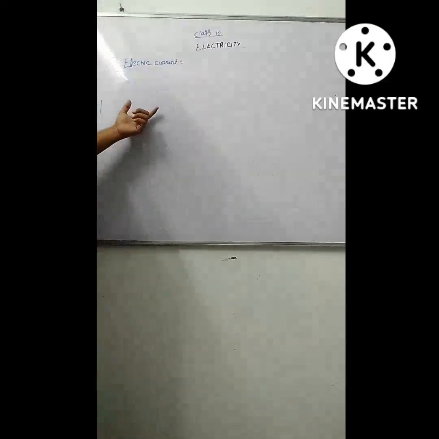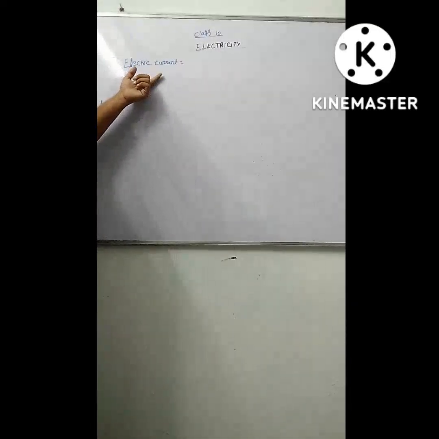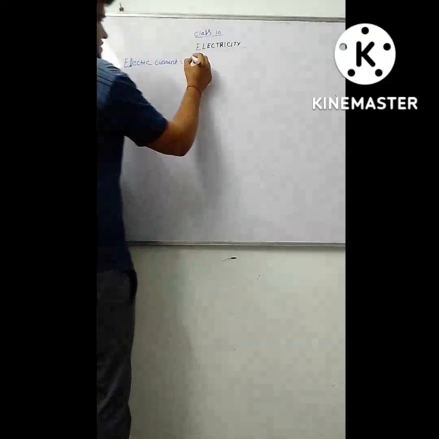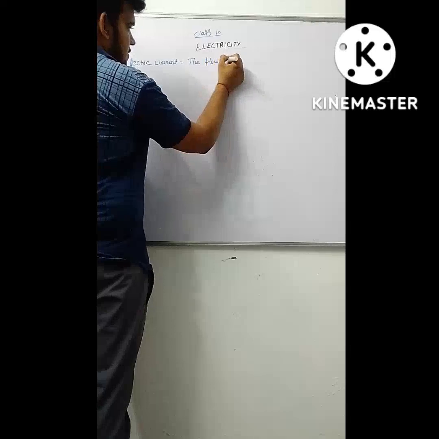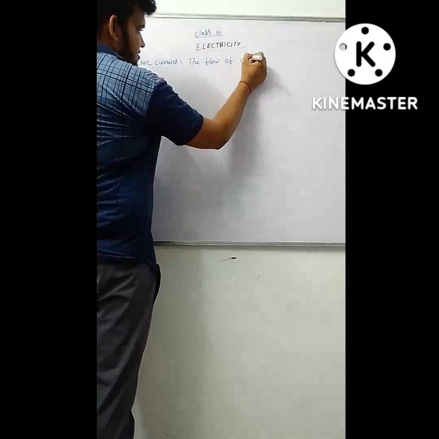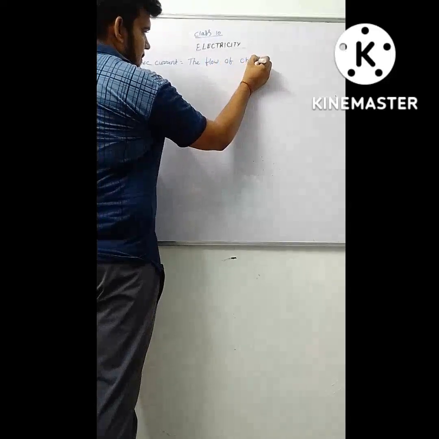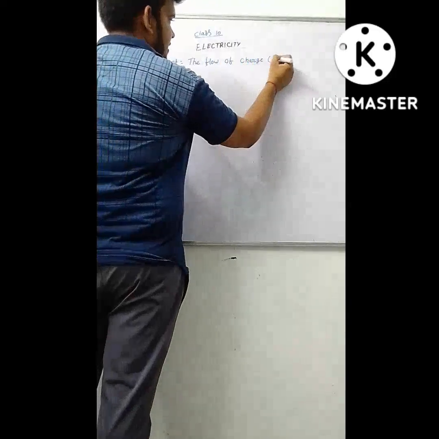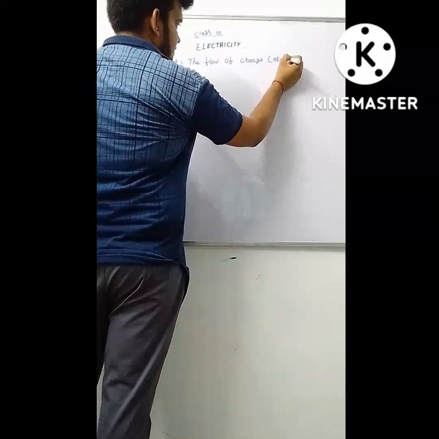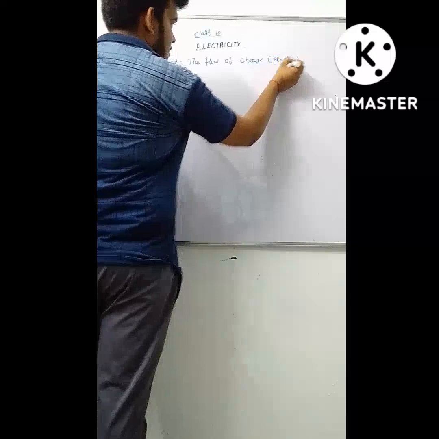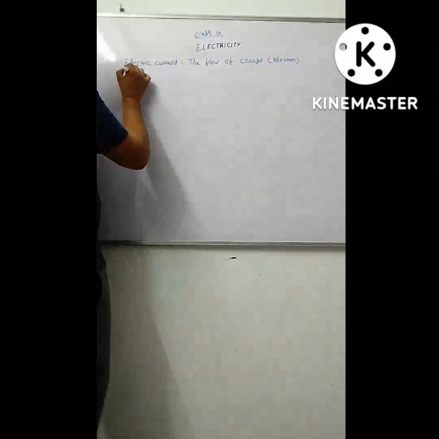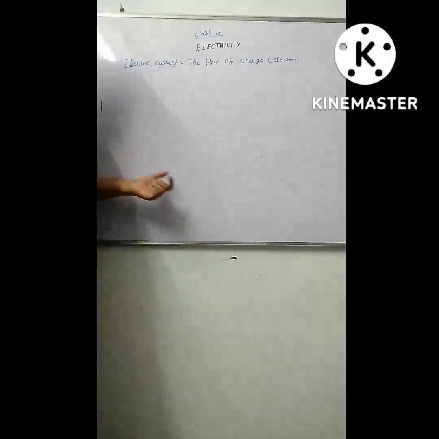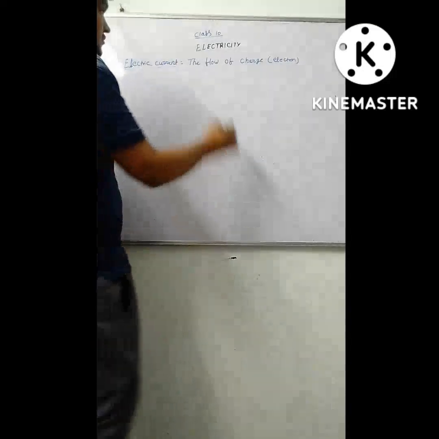We can discuss here about electric current. That is the basic definition. That is the flow of charge, or we say electron. The flow of electron or charge is called electric current. We can see here the flow of charge.